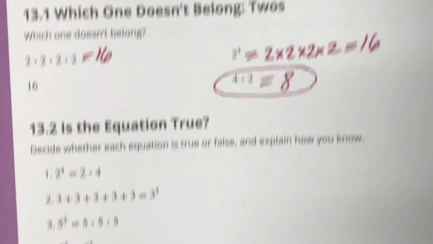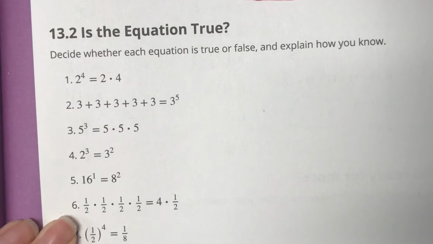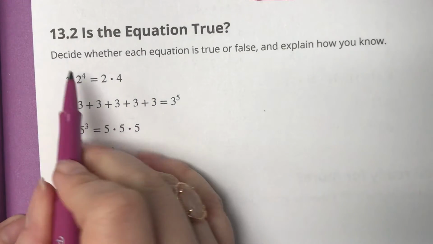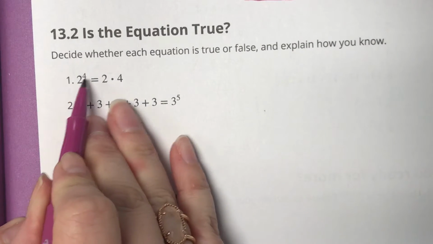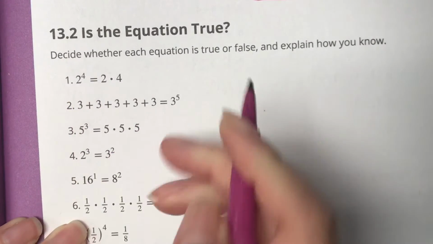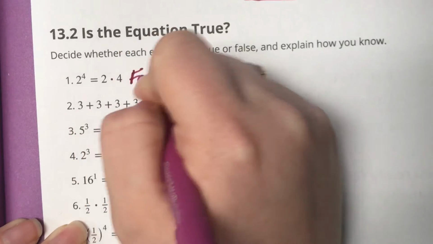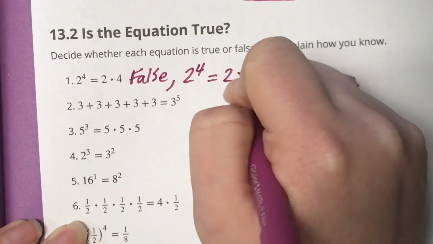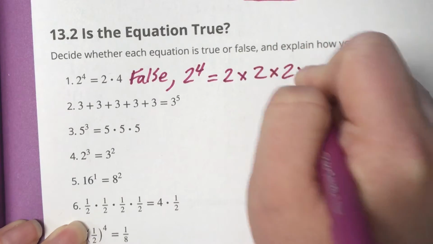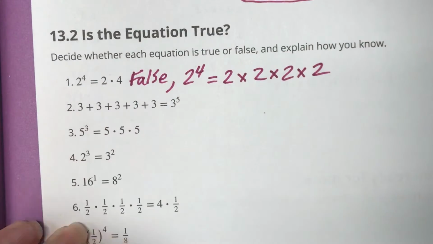All right, 13.2, is the equation true? So decide whether each equation is true or false and explain how you know. Well, 2 to the 4th does not mean 2 times 4. So this is false because 2 to the 4th is equal to 2 times 2 times 2 times 2, not multiplying by 4.